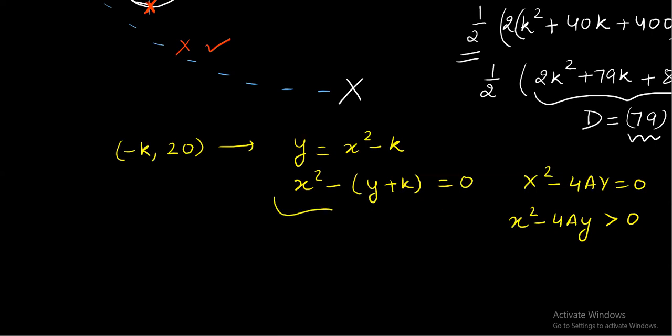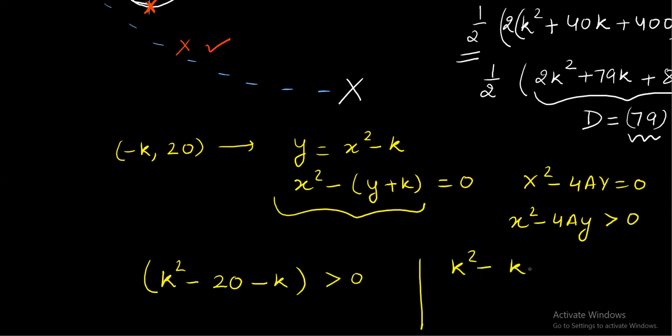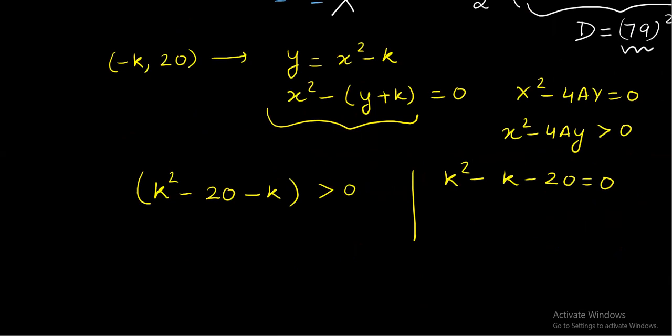So I'm going to put the coordinates over here and then I'm going to put it greater than or equal to 0. What is x minus k? So it will become k square minus y, which I wrote as 20, and minus k. Right? What I want is it should be greater than 0. Equals to 0 we will definitely solve separately. First, let us solve greater than 0 and shortlist the values of k.